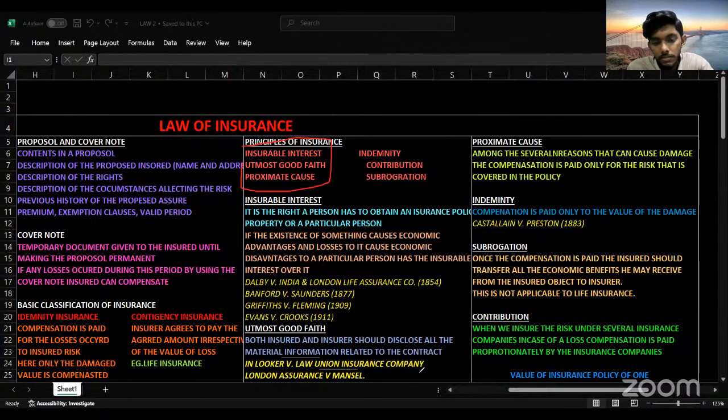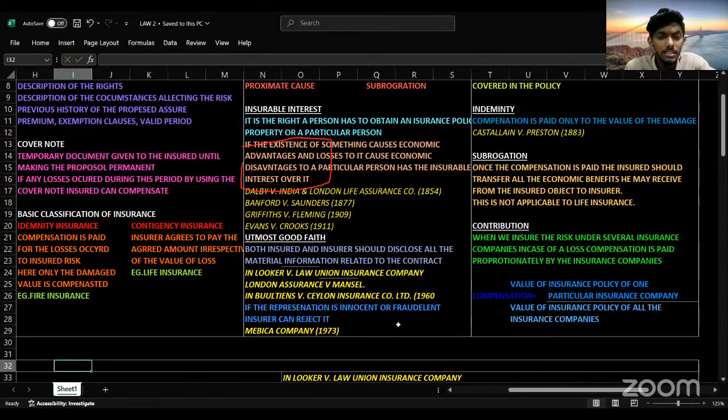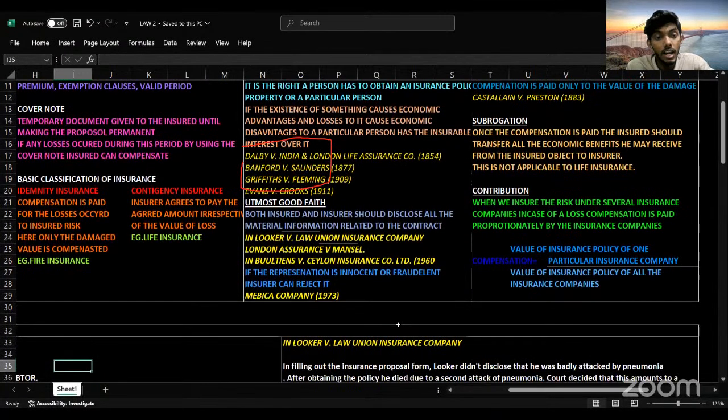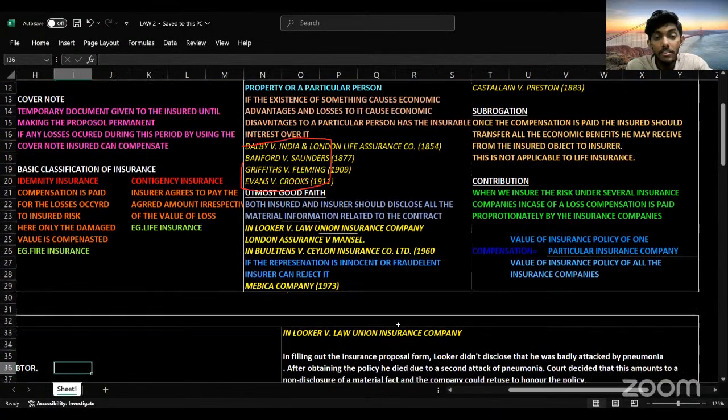So we can go to cases like Dalby v India and London Life Assurance, then Bunford v Saunders, then Griffiths v Fleming, and we have a famous case.